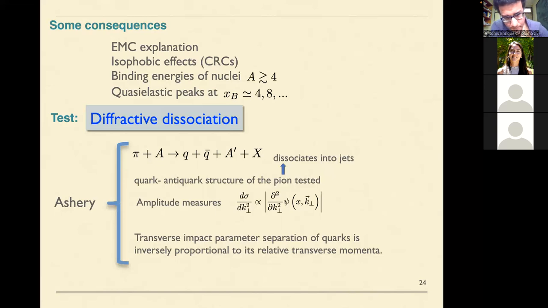And it was proved that this really was a measure of the momentum distribution of the wave function of the pion. And the separation, the transverse separation of the quarks, is inversely proportional to its relative transverse momentum.